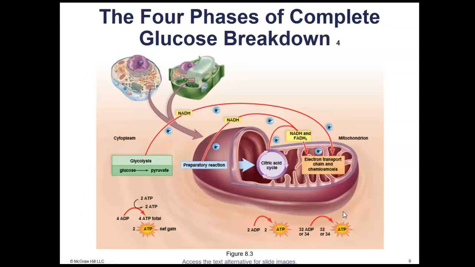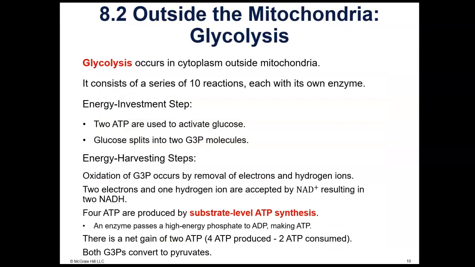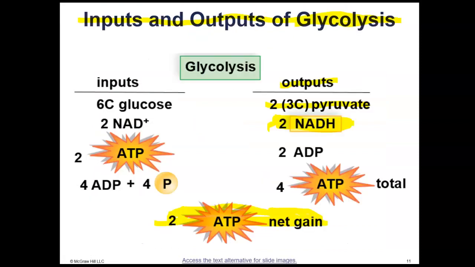So that's an overview of the 4 phases: glycolysis, which occurs outside of the mitochondria, the preparatory reaction, the citric acid cycle, and the electron transport chain and chemiosmosis all occur on or in the mitochondria. Now, when we go over these different phases, we're going to focus more on what they produce instead of getting caught up in all the many, many details of these phases.